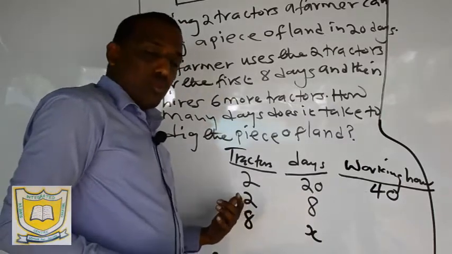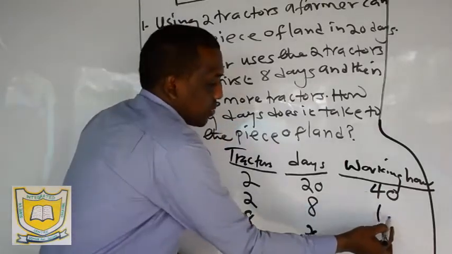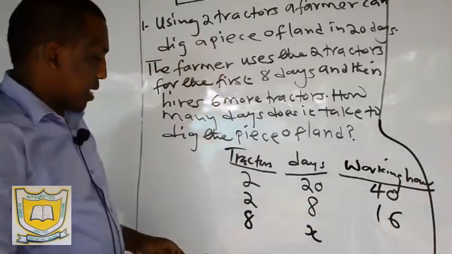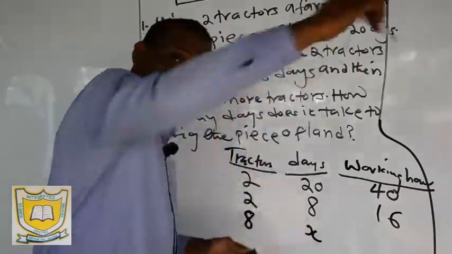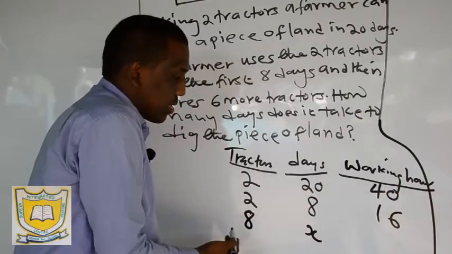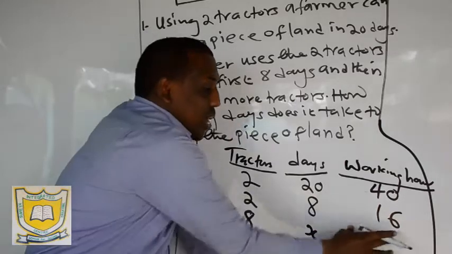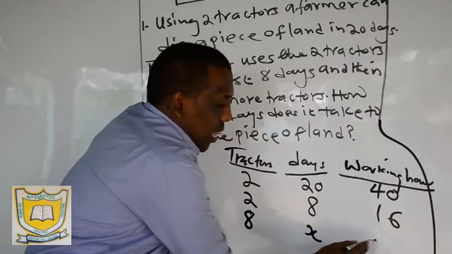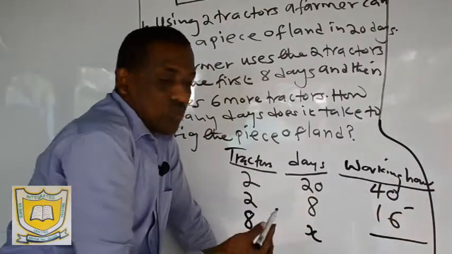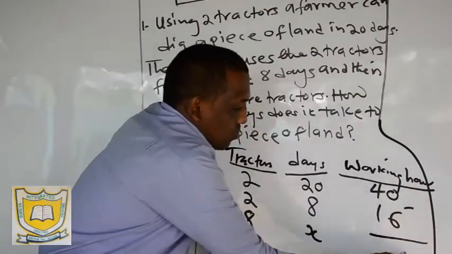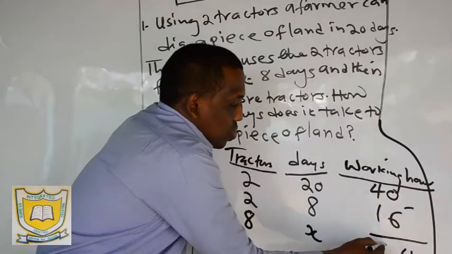He used the same 2 tractors for 8 days. Working hours, 8 times 2, 16. He hired the 6 more tractors. There were 2, so they will become 8. We don't know the number of days they worked. How do we get the working hours of this one now? We subtract the 16 working hours from the 40. Here you get 24.